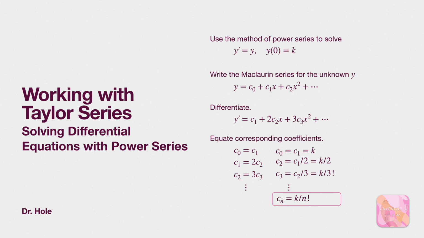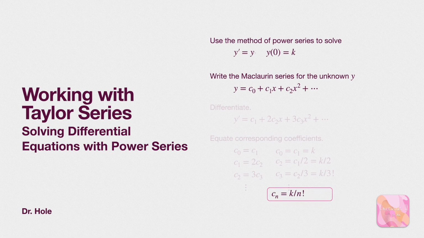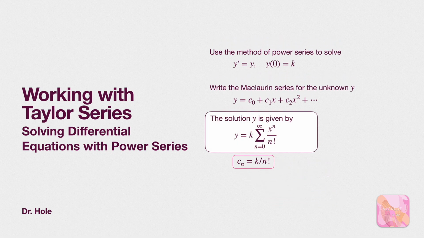Well, that then solves the problem. Knowing the nth coefficient means we know the Maclaurin series. k is a constant appearing on every term, so by properties of convergent series, we can bring the k to the front and write it down as the sum of x to the n over n factorial. Do you recognize this power series? Thumbs up if you do.